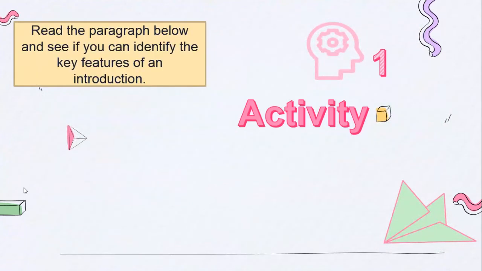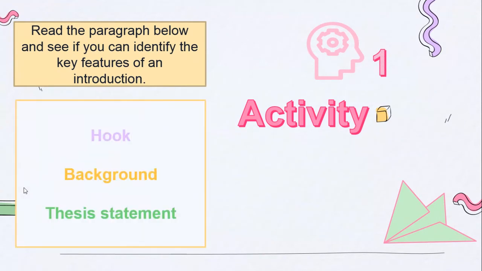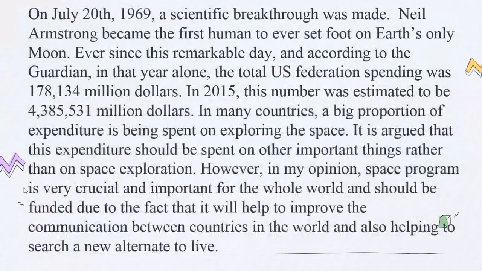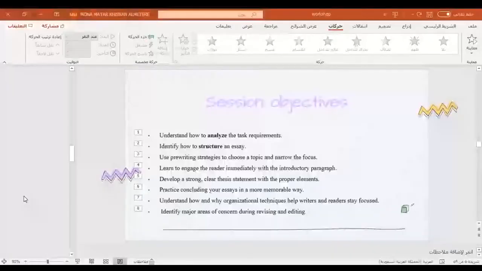We start with activity number 1. Here we have a paragraph. I want you to read the paragraph and identify the hook, the background information, and the thesis statement. This paragraph is an answer to the question: space exploration is too expensive and the money should be spent on more important things. What is your opinion? This is the paragraph. Take a minute to read.